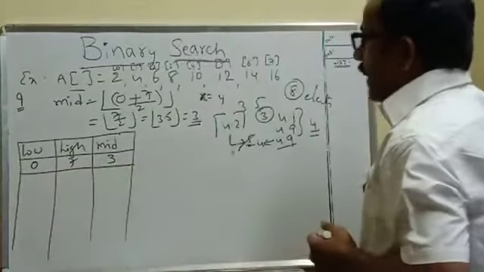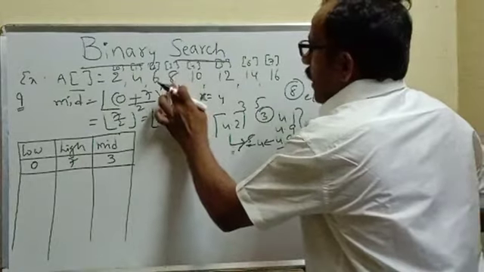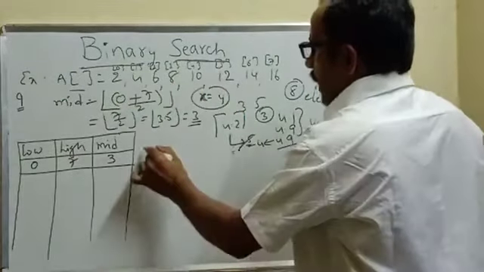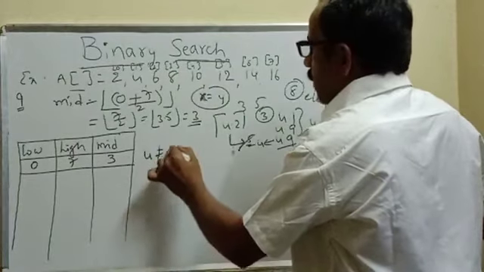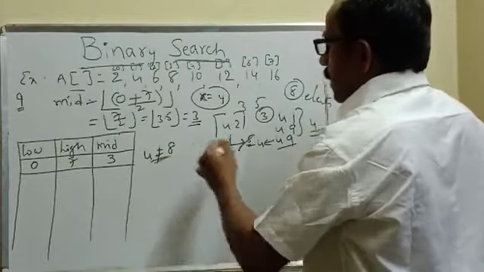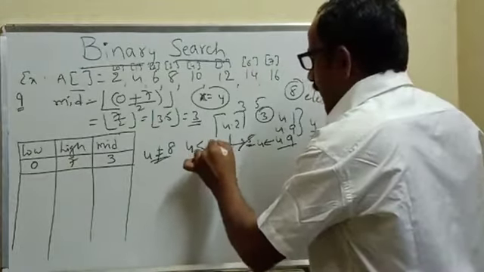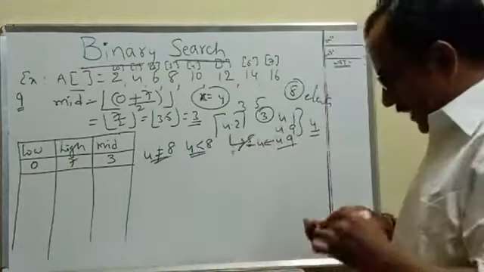Then our aim is to compare the mid location number element with the searching element. What is the searching element? 4. We are going to compare 4 and the mid element. So 4 is not equal to 8. But what is the relationship existing here? 4 less than 8 is the relationship.